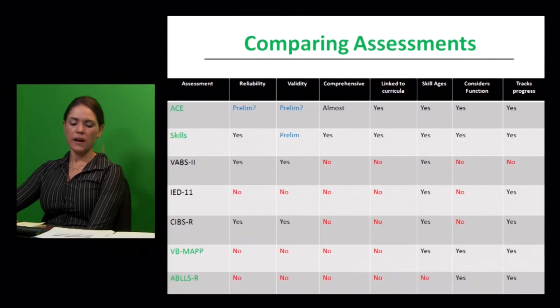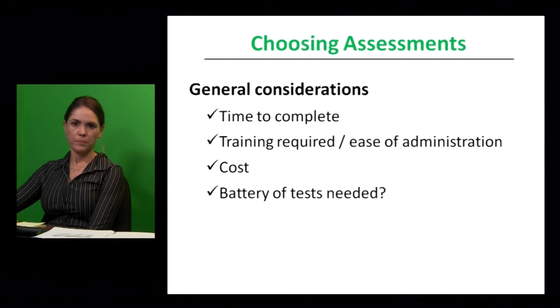You can also see that most of them are not comprehensive. That's why Gould et al. concluded you'd probably need to do a battery of assessments. However, ACE and Skills are much more comprehensive. And you can see that quite a few of these do provide the ages for the skill. And mainly the ones just in green, which are made specifically for EIBI programs, consider the function, as we talked about earlier, of the language operants that are being taught. And most of them do track progress.